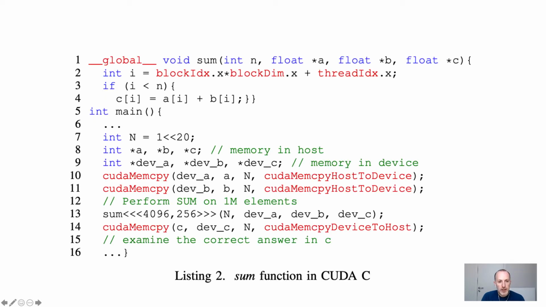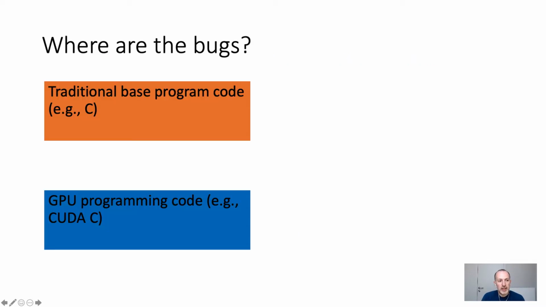Now let's have a look at our GPU code. This looks a lot like traditional C code with some augmentations. For example, on lines 10, 11, and 14, we're actually copying data from our traditional program to the specific GPU that we want to access. The question then is, where are the bugs? That could be in the traditional base program code, and that could be C. It could also be in the GPU programming code.